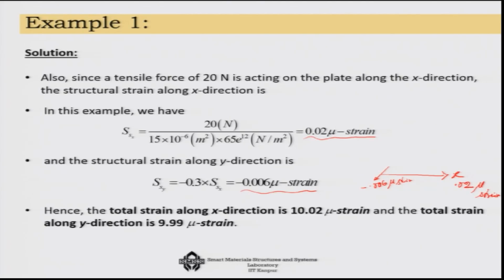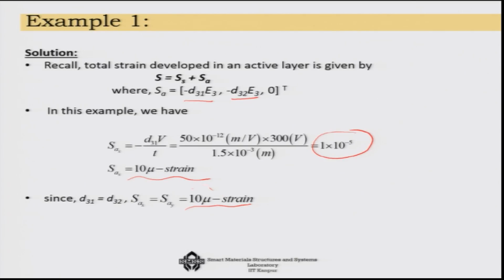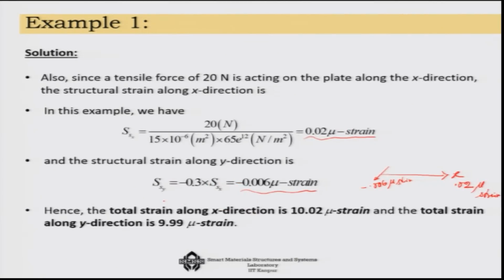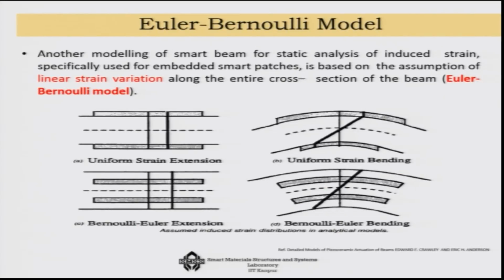Now, in both the directions we have the active strain, which was about 10 micron strain. So, in one direction it will be added up, it will be 10.02, and in the other direction it will get subtracted, it will become 9.99 micron strain. So, this example tells us how to calculate the strain in the system.